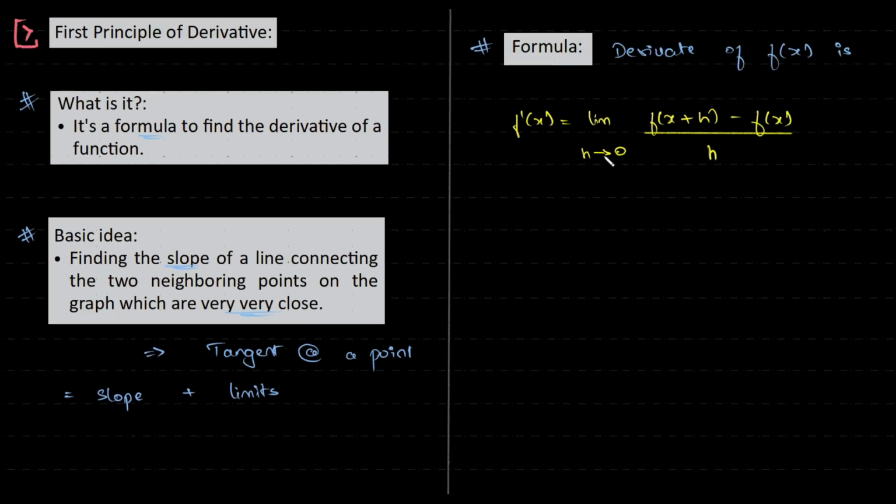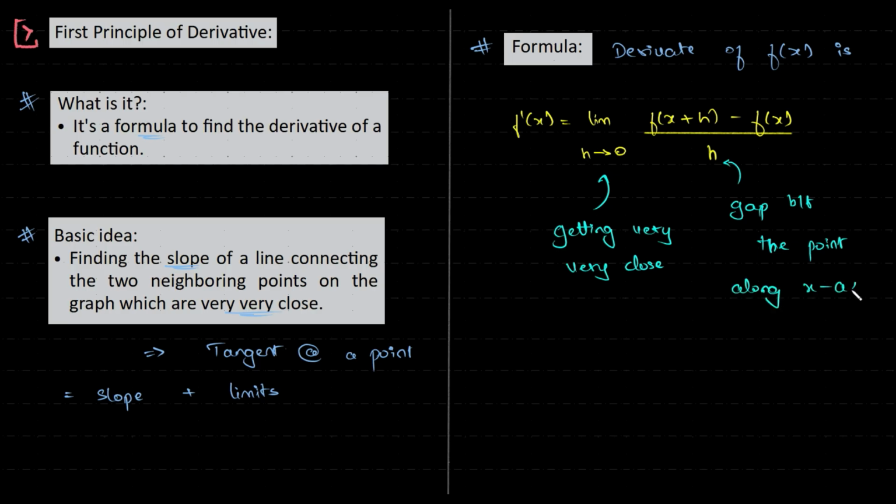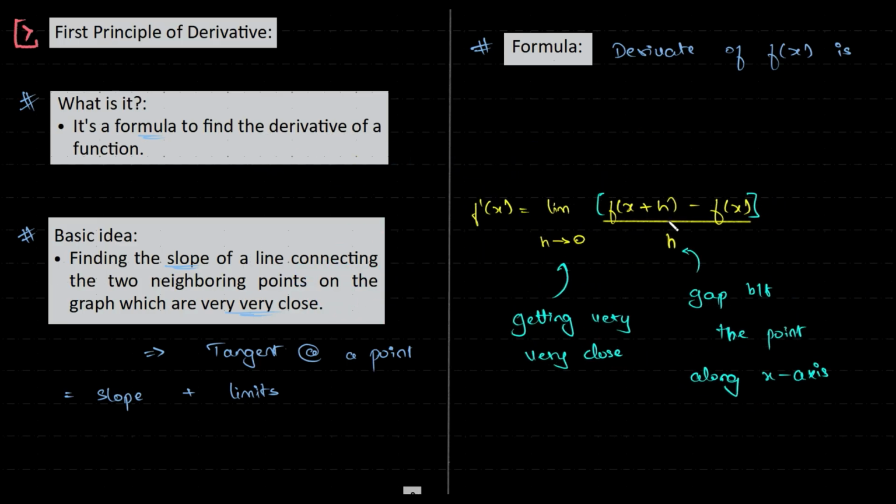So let me look at the formula again over here. This represents getting very close. This is your gap between the points along the x-axis, and that's your change along the y-axis. So let me kind of, that would be better, is it not? So this is your change along the y-axis. So that's the funda. Okay guys, so using this we will derive quite a few things.